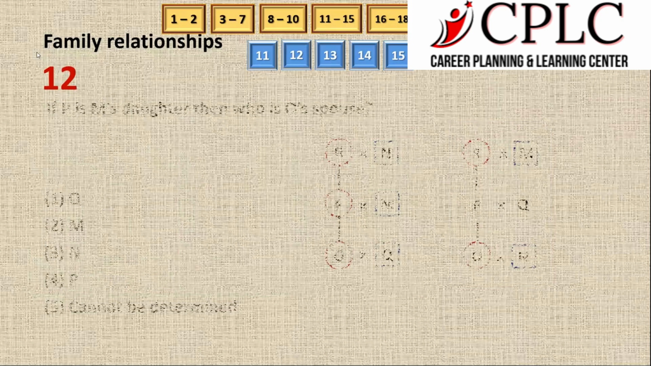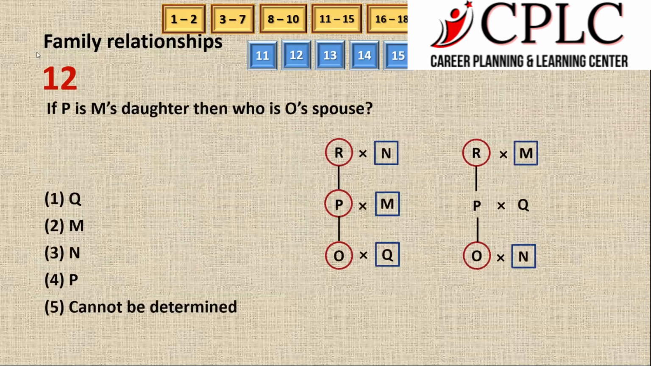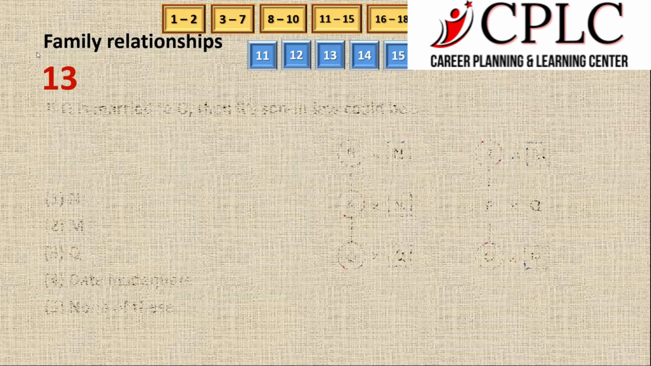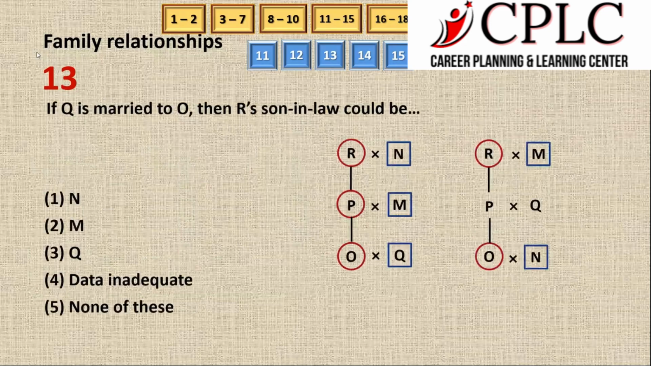If P is M's daughter, then who is O's spouse? Again, second possibility, and O's spouse is N. It's a straightforward question. If Q is married to O, so first possibility, then R's son-in-law could be N.